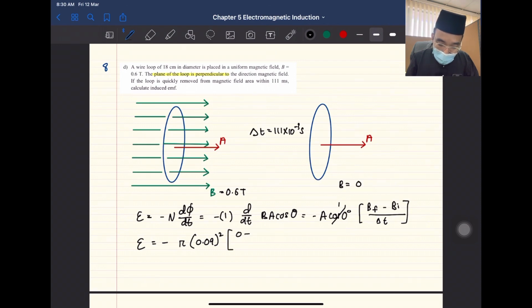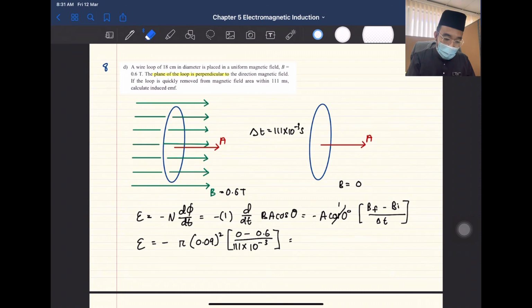Final is 0, minus initial is 0.6. Delta t is 111 times 10 negative 3. I got here positive 0.138. The unit will be volt.